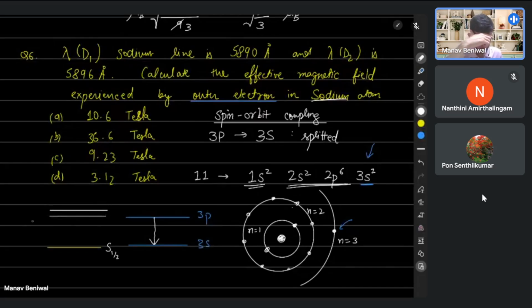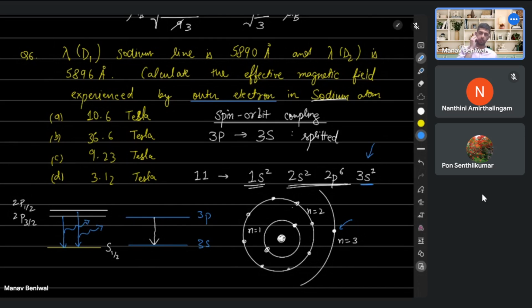And one is called 2P1/2 and the other is called 2P3/2. Okay, and now you have two transitions, therefore we will get two wavelengths, right? So we'll get two lines, which are called the D1 and D2 sodium lines. Their wavelengths will be different.